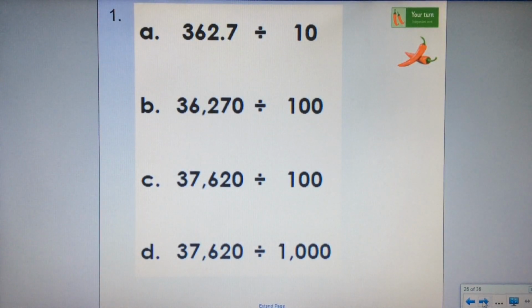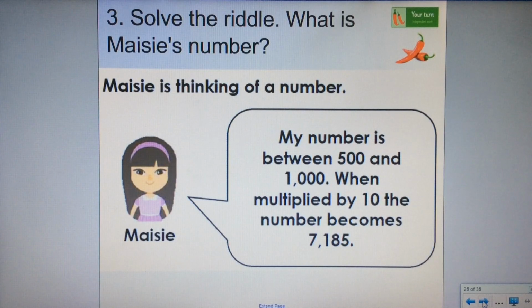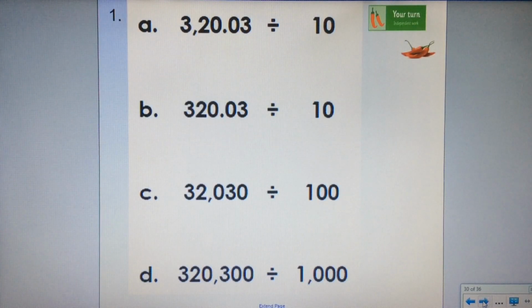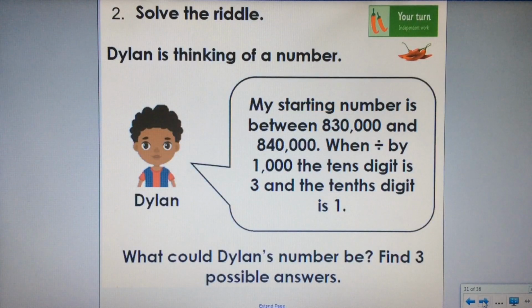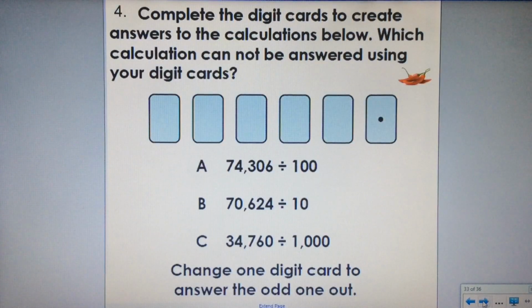Chili 2, question 1. Question 2. Question 3. And question 4. And chili 3, question 1. Question 2. Question 3. And question 4.